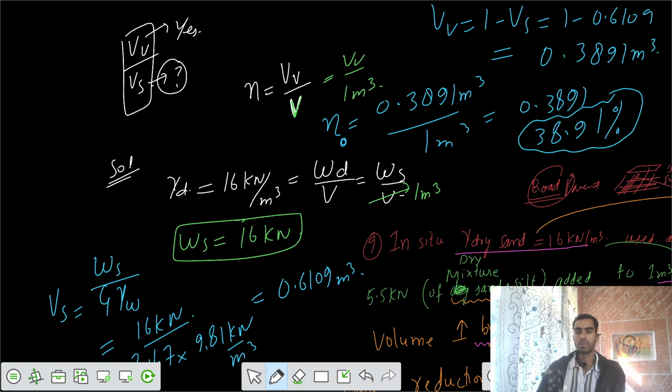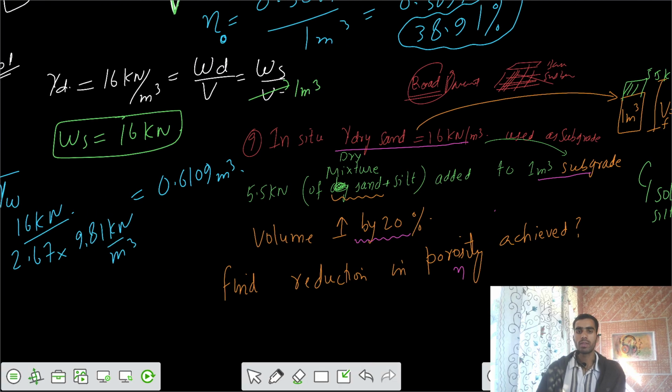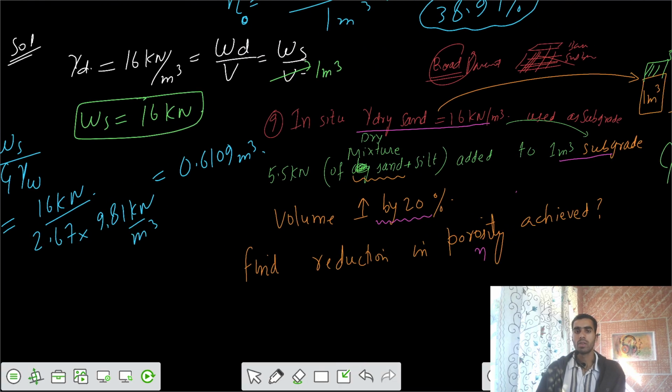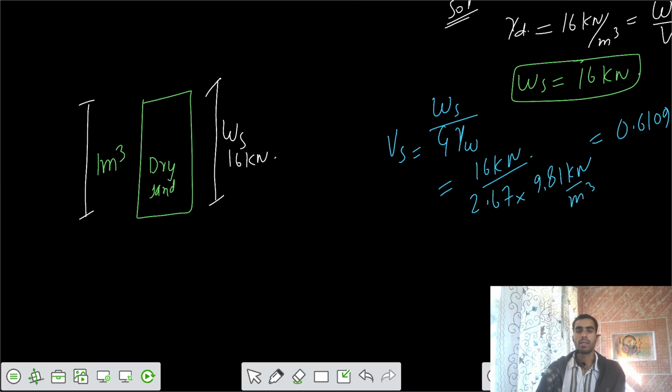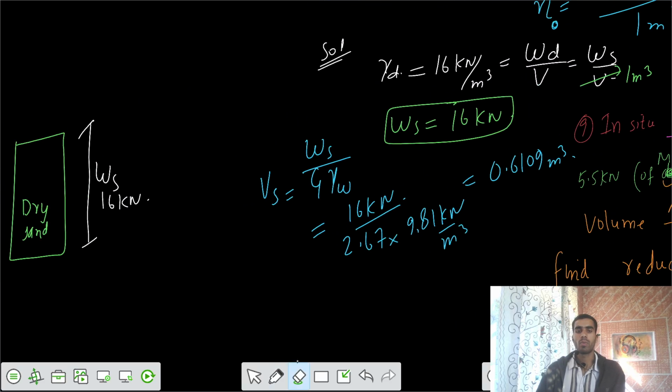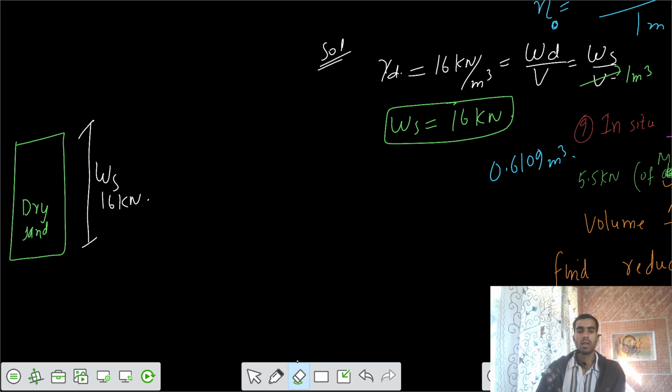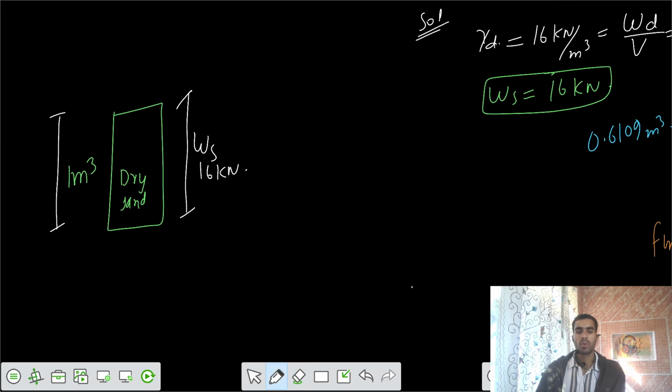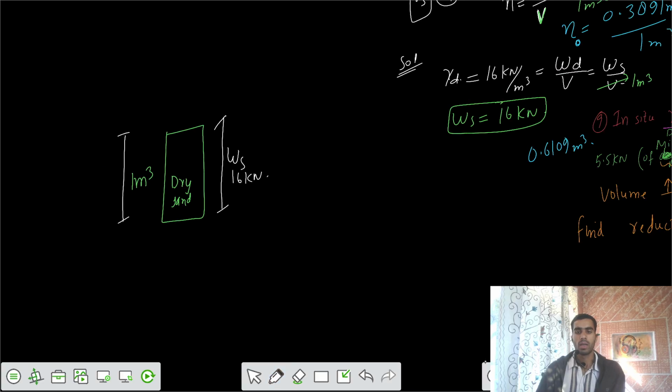Okay. Now we have the second case. We are adding how much? 5.5 kilonewton. Because of that, there is an increase of volume by 20%. That means final volume is 1.2 meter cube. So let's take the second case. The second part of the problem is there. Let me copy this part.